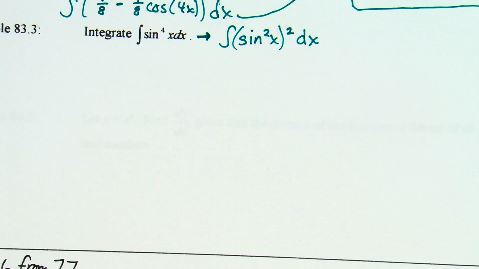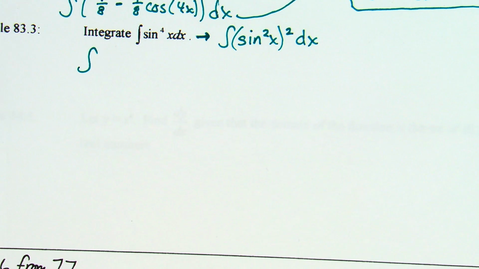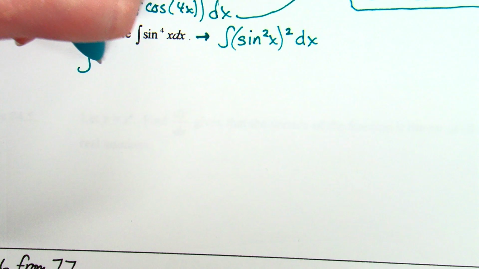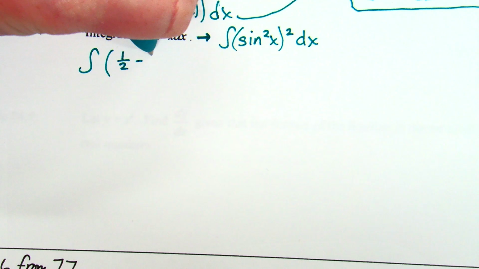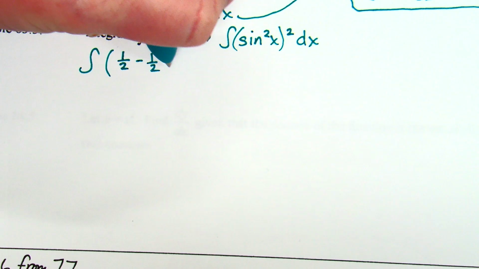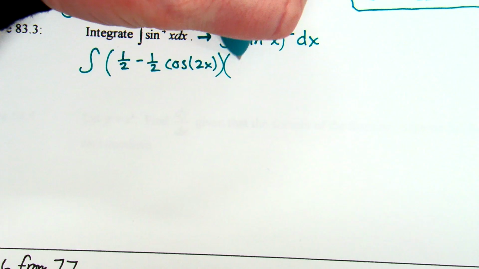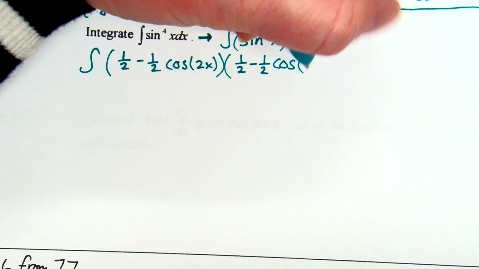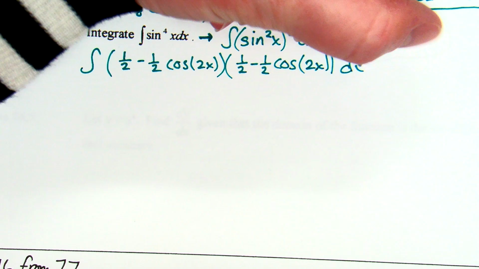Okay. I wrote it as sine squared x squared, probably for visual purposes. You can write the substitution for sine squared x, the double angle formula, and then just put a square on it. But if you know we're going to have to FOIL this, you might want to write them out side by side, depending on how your brain works best. So sine squared x, I am replacing with 1/2 minus 1/2 cosine 2x times another 1/2 minus 1/2 cosine 2x, and then dx.